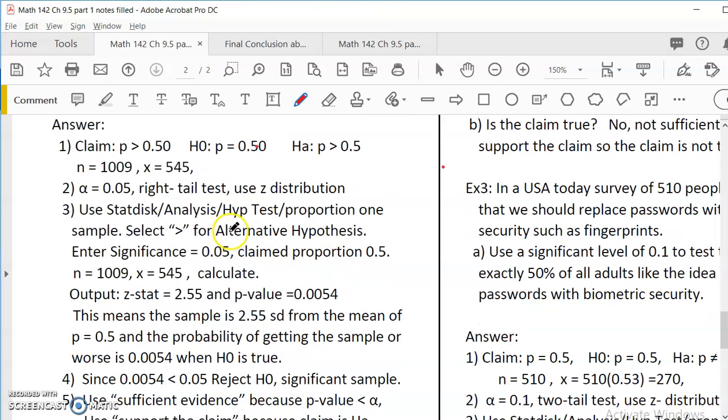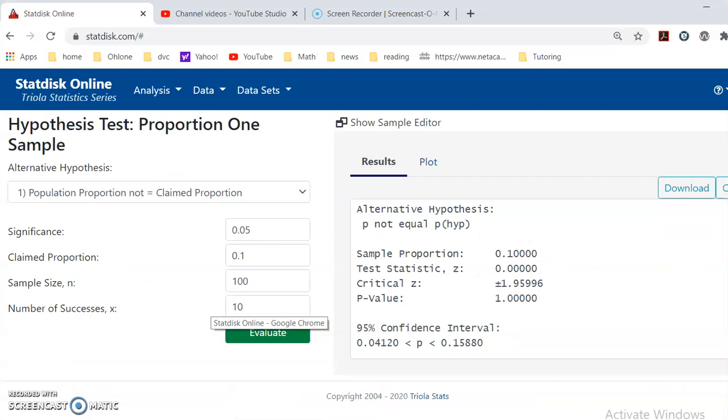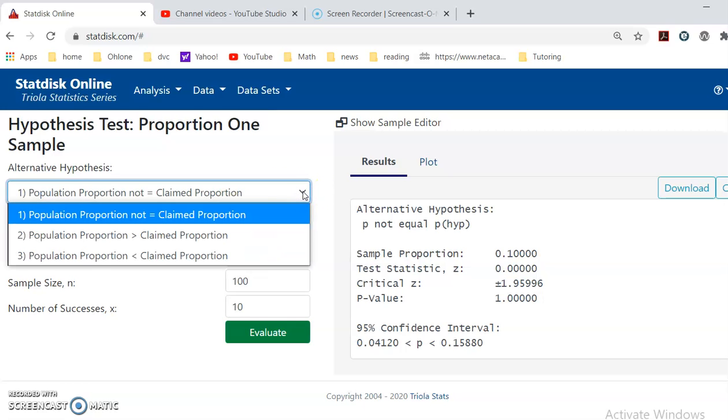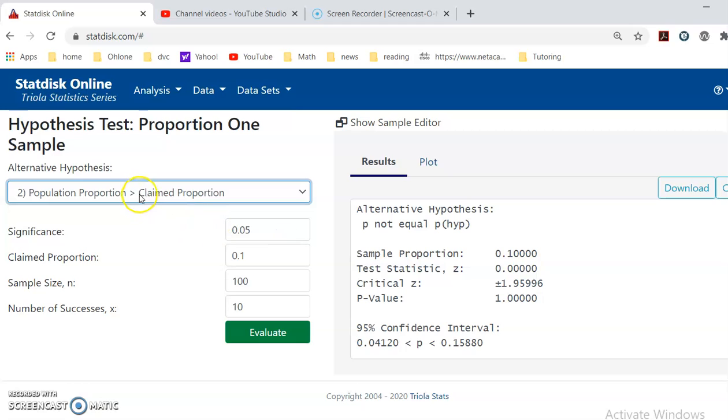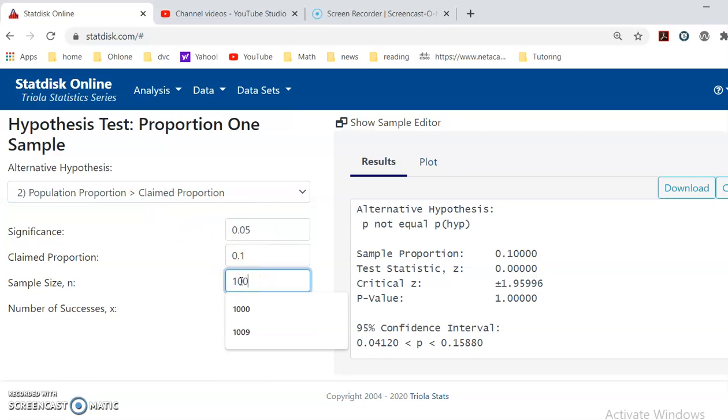The third step is the calculation. We are doing a hypothesis test for proportion, P for proportion, and our test is a right tail test. So we'll switch to statistics. Our significance is 0.05. We are doing greater than, right? You click greater than, and then you enter 1009.